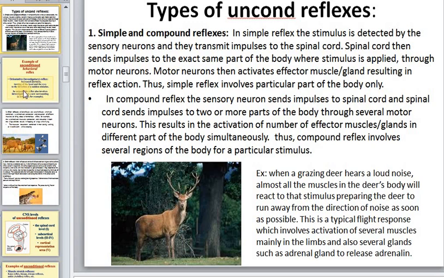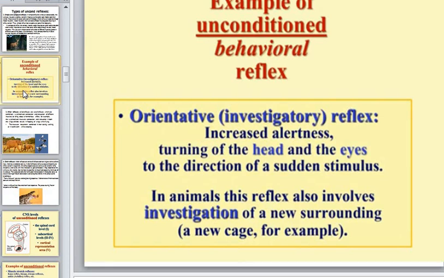That is a simple example, and one more is the orientative and investigatory reflex, like increased alertness and turning the head and eyes in the direction of a sudden stimulus. In animals, this reflex also involves investigation of a new surrounding, a new cage, for example.